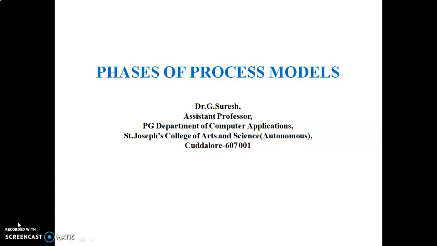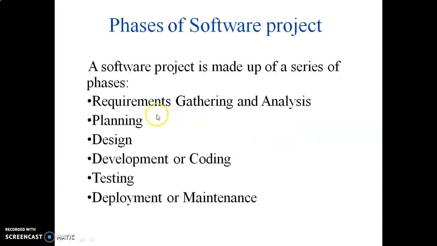In this presentation, we will discuss the different phases of the software process models. The phases of a software project contain the following aspects. A software project is made up of a series of phases. The first one is requirements gathering and analysis. In this phase, the requirements are gathered for the software to be constructed and also analyzed, and the problem domain is formulated in the requirements gathering phase.